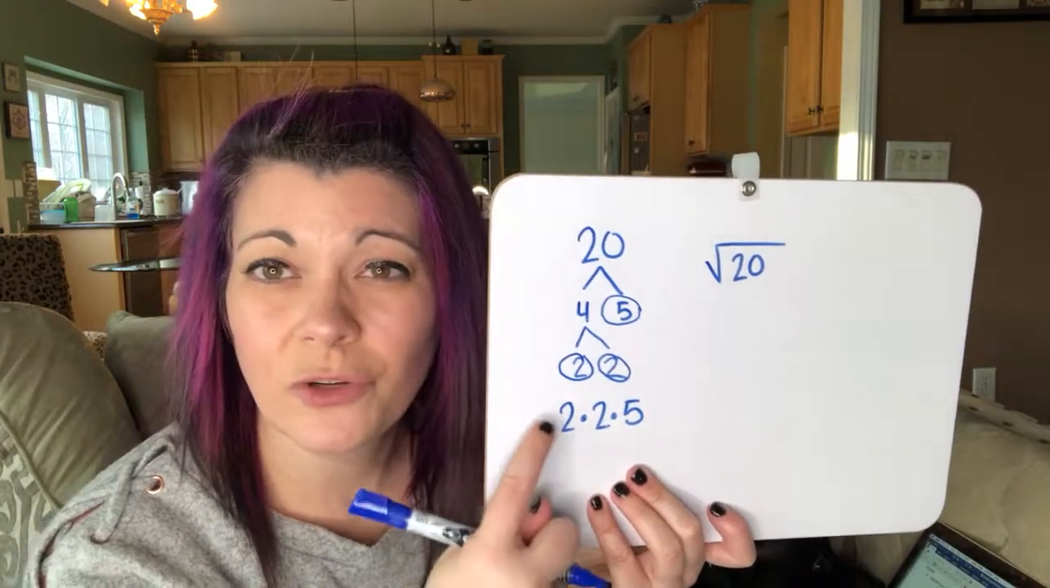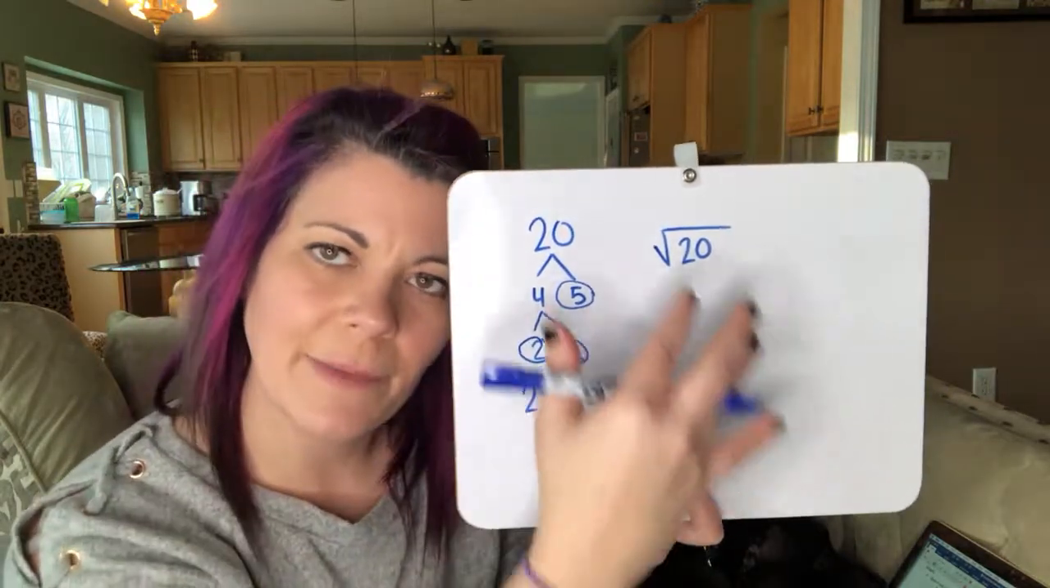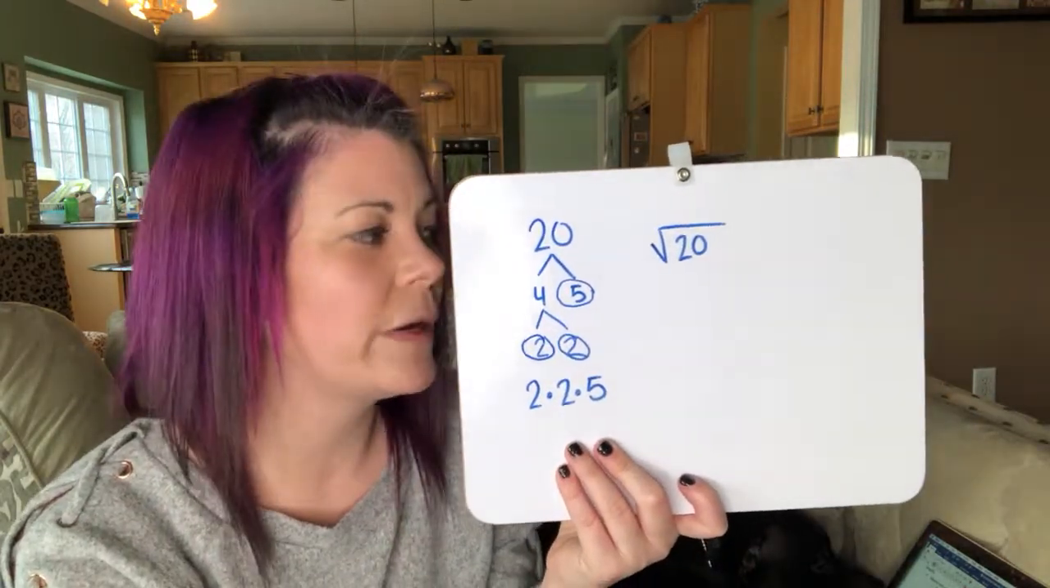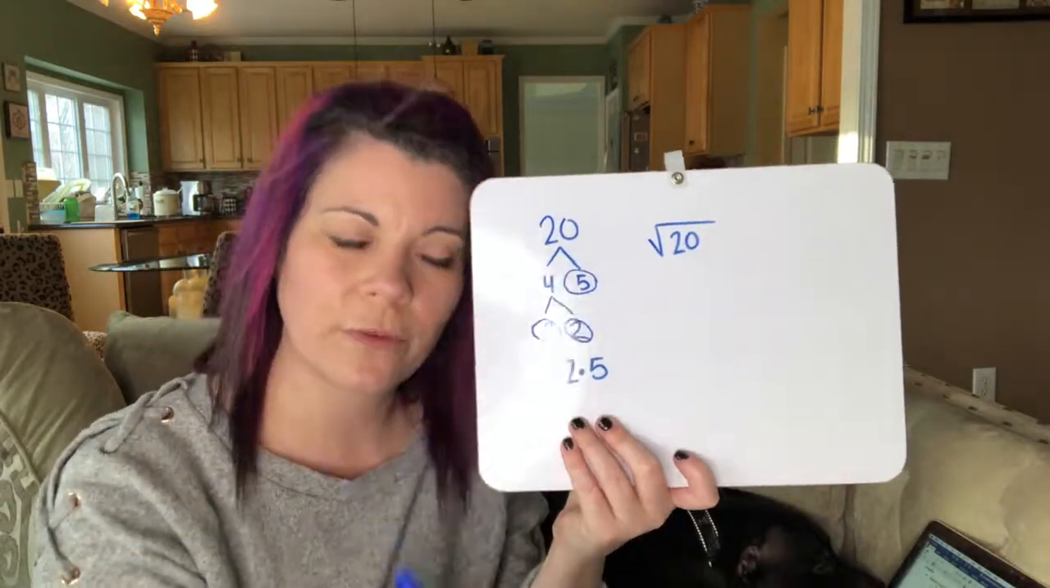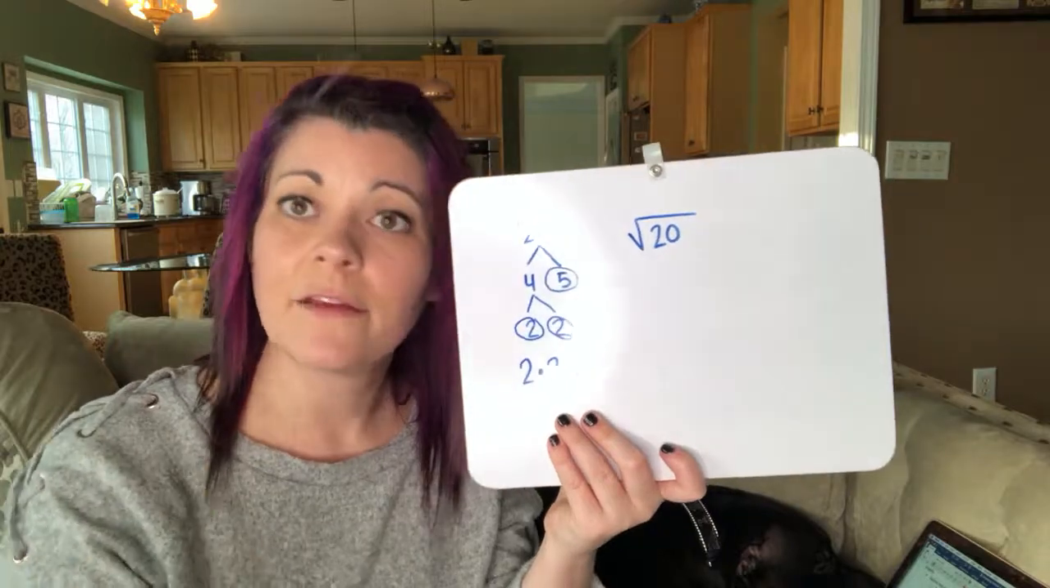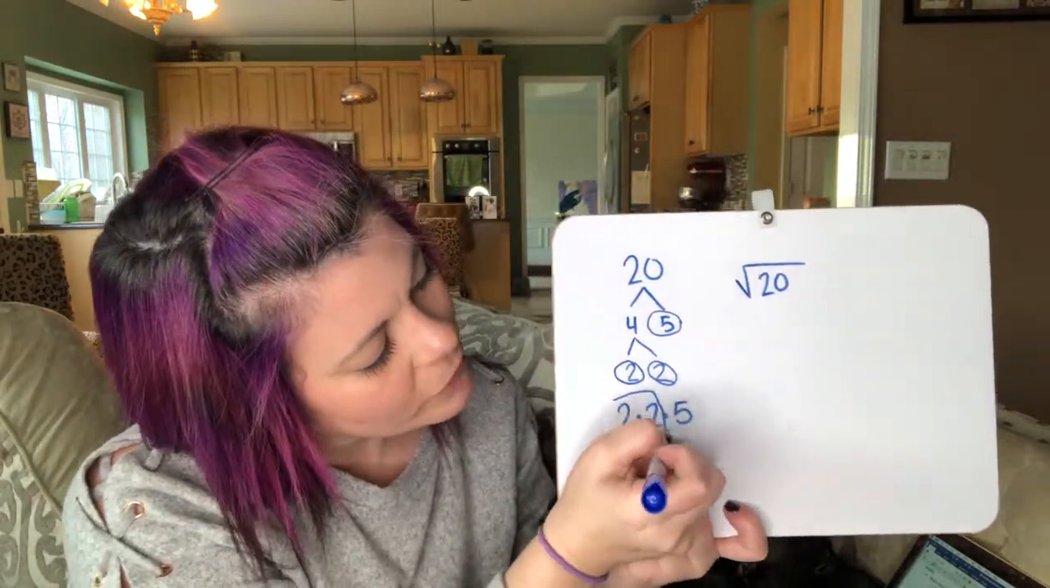And we can check that. 2 times 2 is 4. 4 times 5 is 20. Great. Now, back to simplifying the square root, we're looking for pairs because it's a square root, so something times itself gives me that. So we're looking for pairs, so 2's. If you notice, here's a pair of 2's.